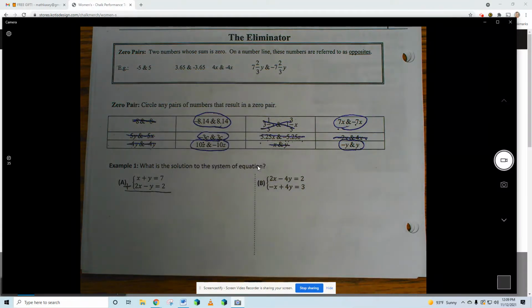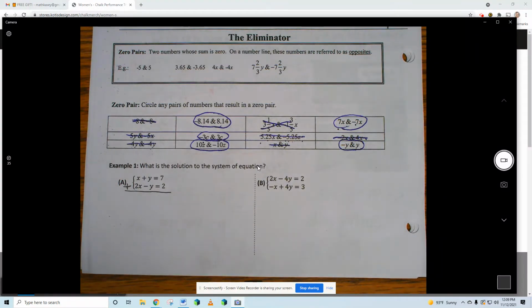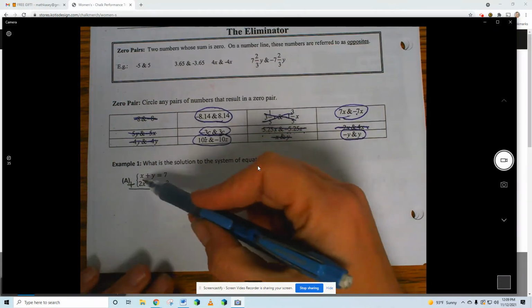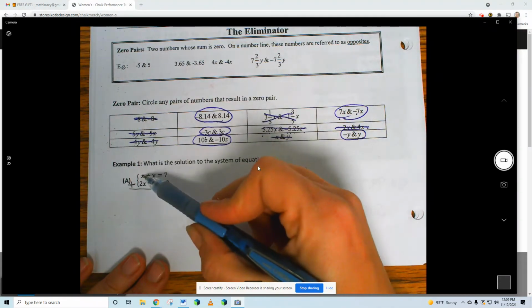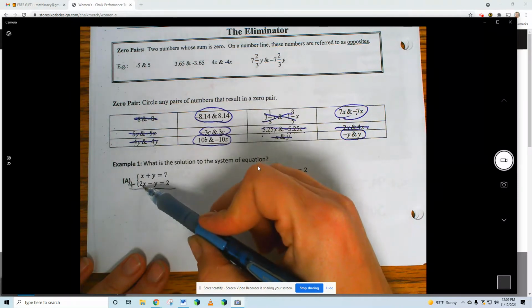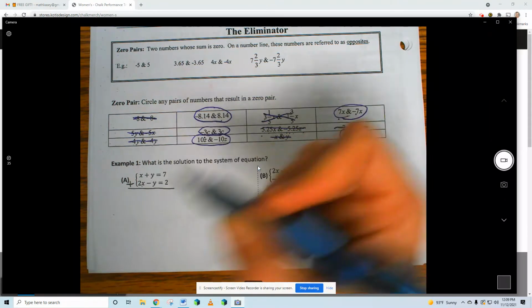And then let's cancel. So I'm adding. This is just like you learned in elementary school adding. Top plus the bottom. I'm going to actually start in front. What is x plus 2x? Straight down, add. 3x.